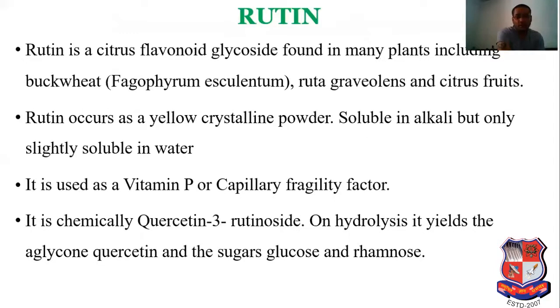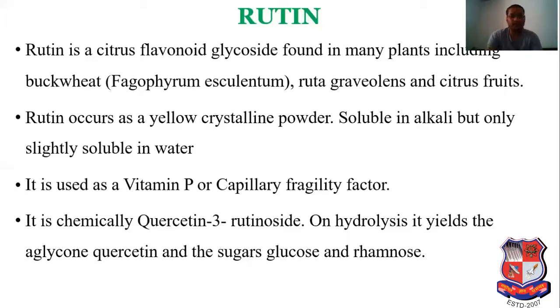Now we move on to rutin. Rutin is another chemical constituent. Rutin is a flavonoid glycoside, and it is derived from citrus fruits. Rutin is a citrus flavonoid glycoside found in many plants, including buckwheat, Fagopyrum esculentum, Ruta graveolens, and the citrus fruits. Rutin is derived from various biological sources, but these two are the main ones: one is Ruta graveolens, and the second is buckwheat. Buckwheat contains the highest amount of rutin compared to any other plant.